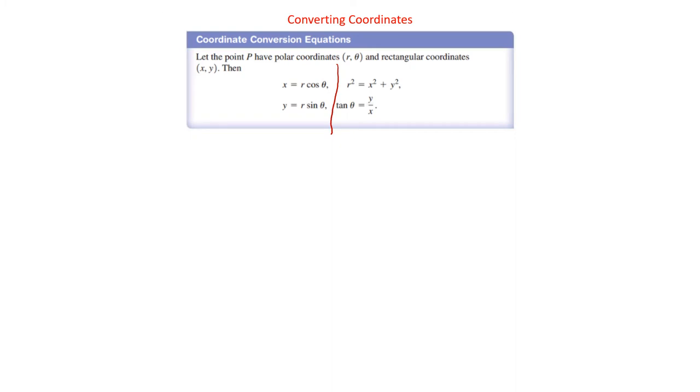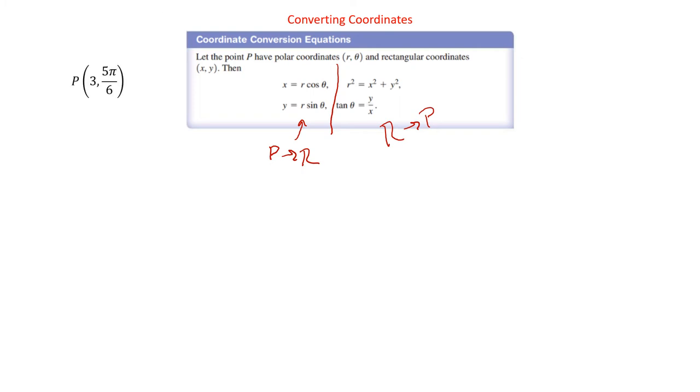Generally speaking, this side is going to be polar to rectangular. And this side is going to be rectangular to polar. The polar to rectangular is easy because you use the two things you're given, r and theta, and you just plug them in. The rectangular to polar is where we get a little bit more equation.